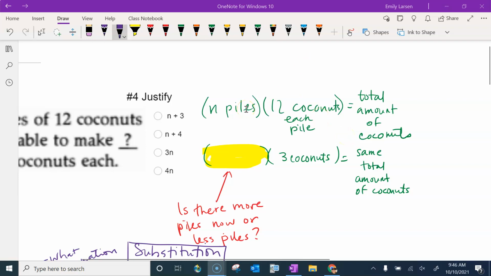If there are n piles and there are 12 coconuts each, then if you multiply that, that will equal the total amount of coconuts. If we reduce the amount of coconuts in each pile, maintaining the total amount of coconuts, then is there more piles now or less piles? Well, if the coconuts are the same amount total and we reduce the amount of coconuts in each pile, then we must have more piles. Okay, so definitely the amount of piles needs to be more than n, and all of these are all options.